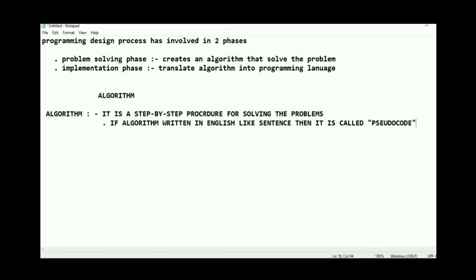Now coming to the properties of an algorithm. So what are the properties? Properties are input, output, finiteness, definiteness, and effectiveness. These properties we'll see in the next class.